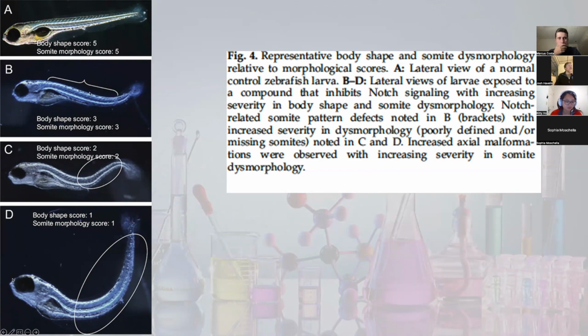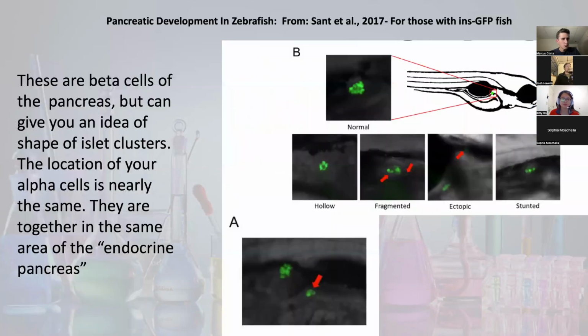Body shape score 3, right? So we have slight dysmorphology here. Body shape 2, more severe than 3, obviously. And then incredibly severe, if you want to call it that: body shape score 1, somite morphology score 1. Any questions about this stuff so far? Okay.